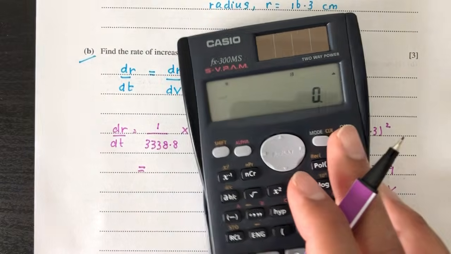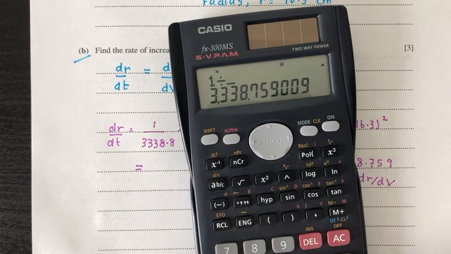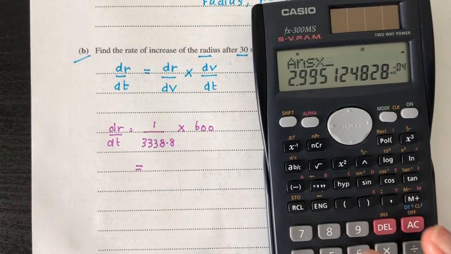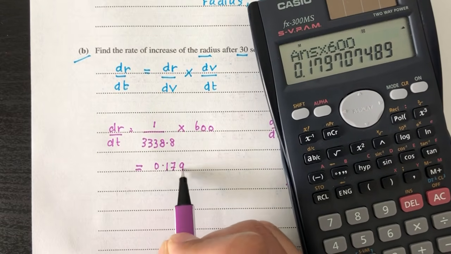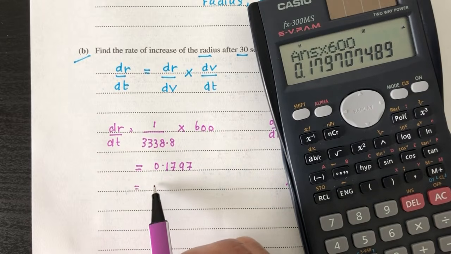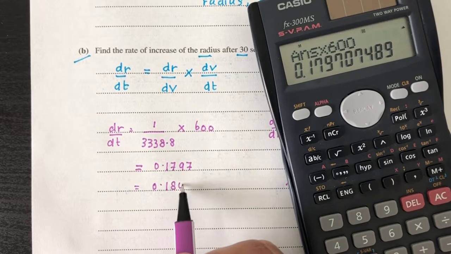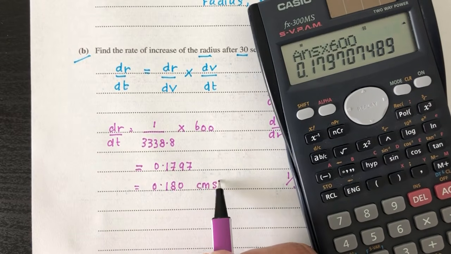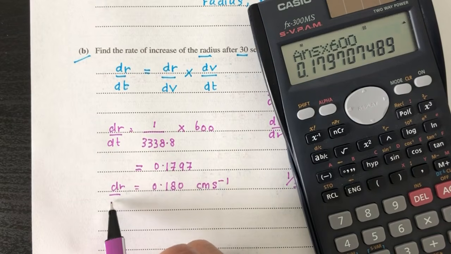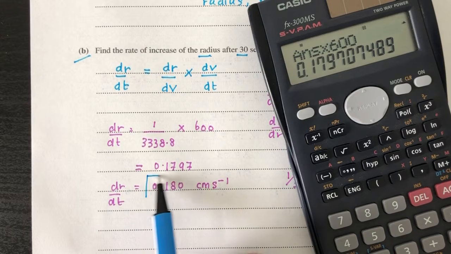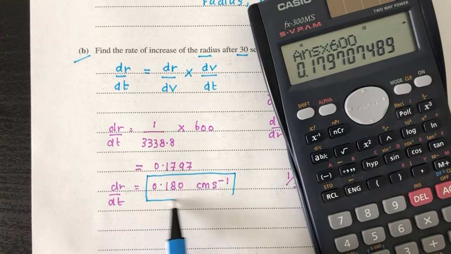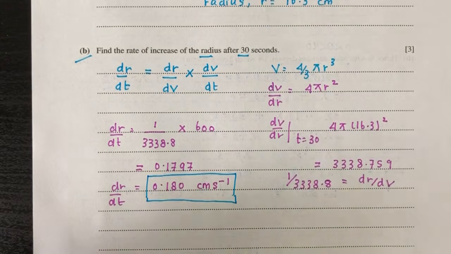Okay, let's see what we have. Answer will be this. So 1 divided by answer times 600. That will be 0.1797. So your answer will be 0.180 centimeter per second for dr by dt, correct to 3SF. So this will be your answer for part B. And this is question number 3.